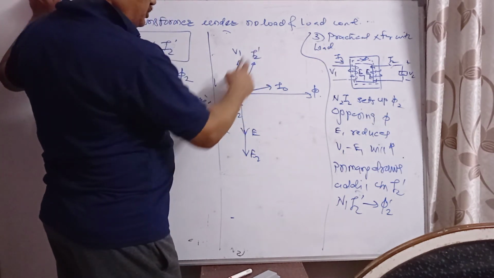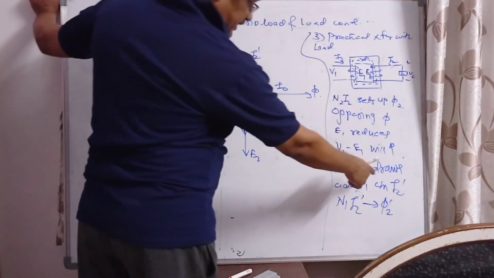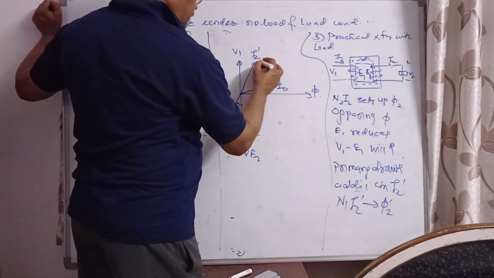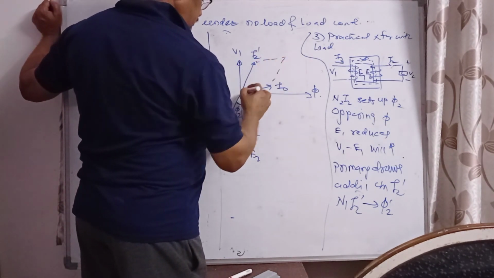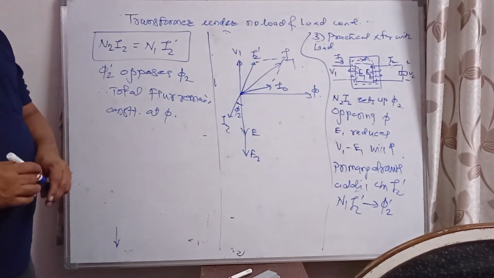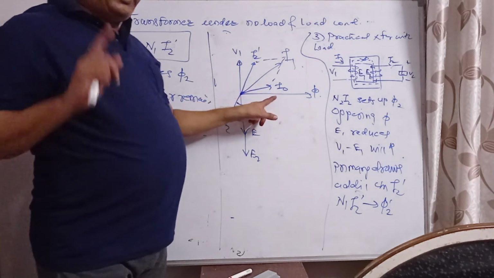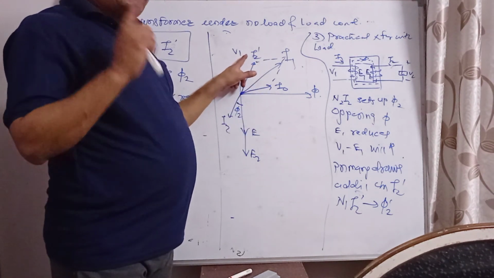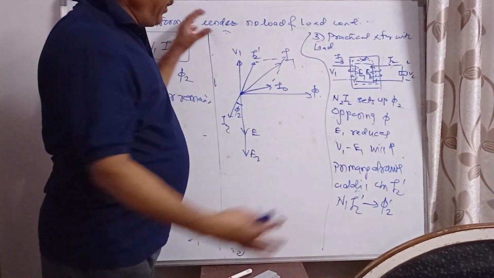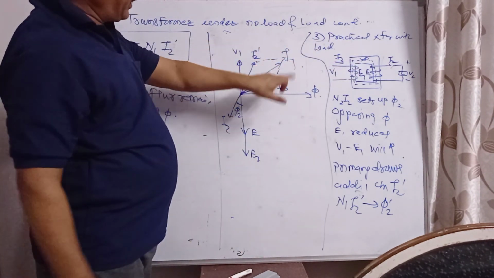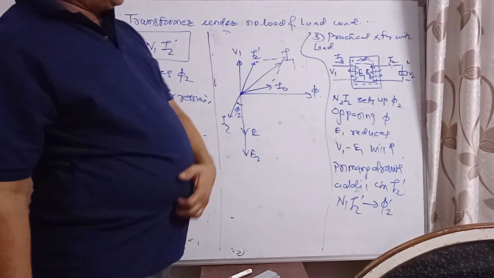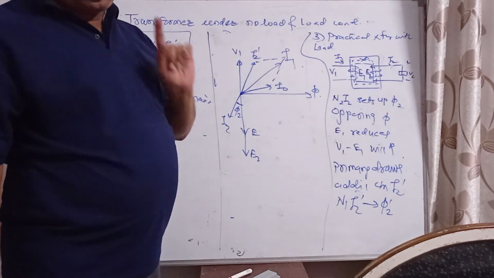I2 dash is exactly in opposite direction to I2. What is I2 dash? Additional primary current. And if these two are added, then this is known as I1. So I0 is no load primary current, I2 dash is additional primary current under load condition. So their vector addition is I1. I1 is vector addition of I0 and I2 dash. This much you have to explain when it is asked to explain transformer under load.